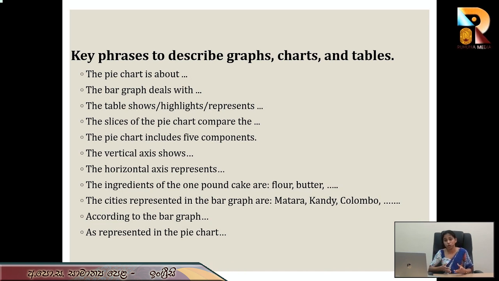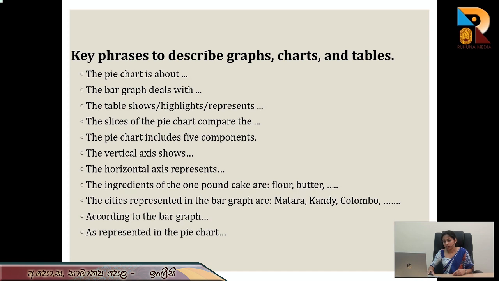The pie chart includes 5 components, and they are say pencils, erasers, A4s, like that. And then about the axis, how you can say the vertical axis shows this, the horizontal axis shows this. Maybe say ingredients of a cake, right? Flour, butter, baking powder, things like these. You have to introduce your axes and labels. This is how you do it.